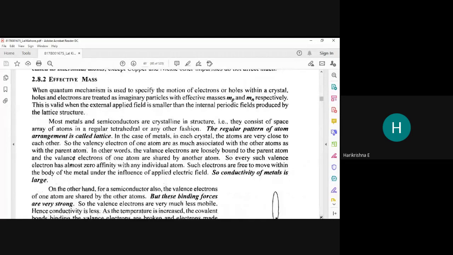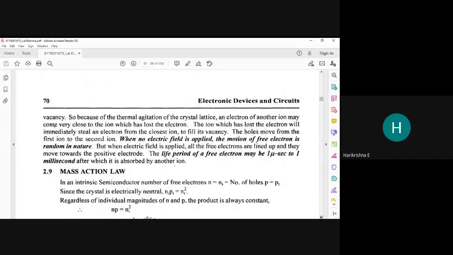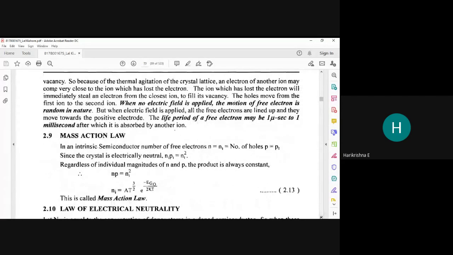I'm going to the exact things that we require for us. The remaining things are not required so much. And right, this is important for us. The relation is important always. N into P is equal to Ni square, which is called mass action law.